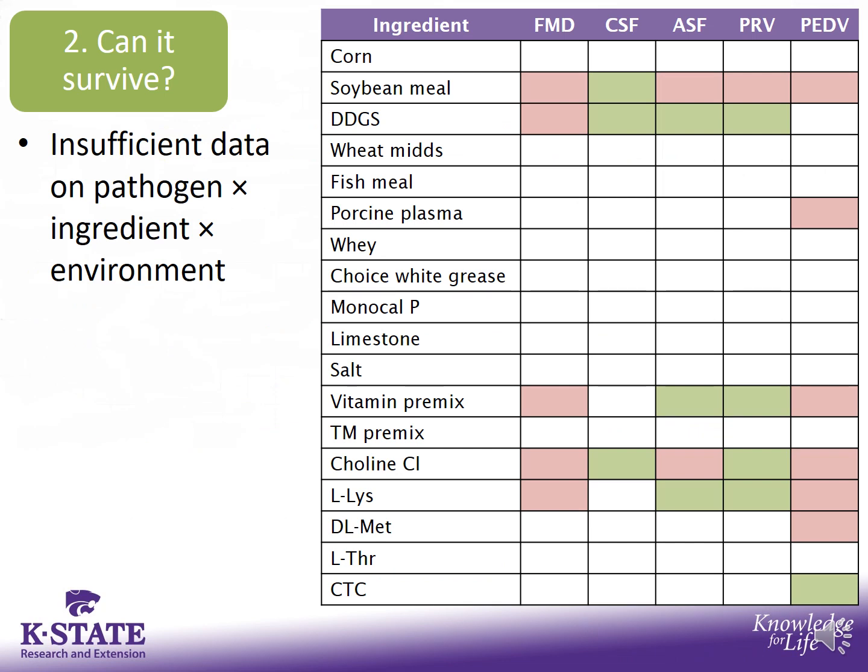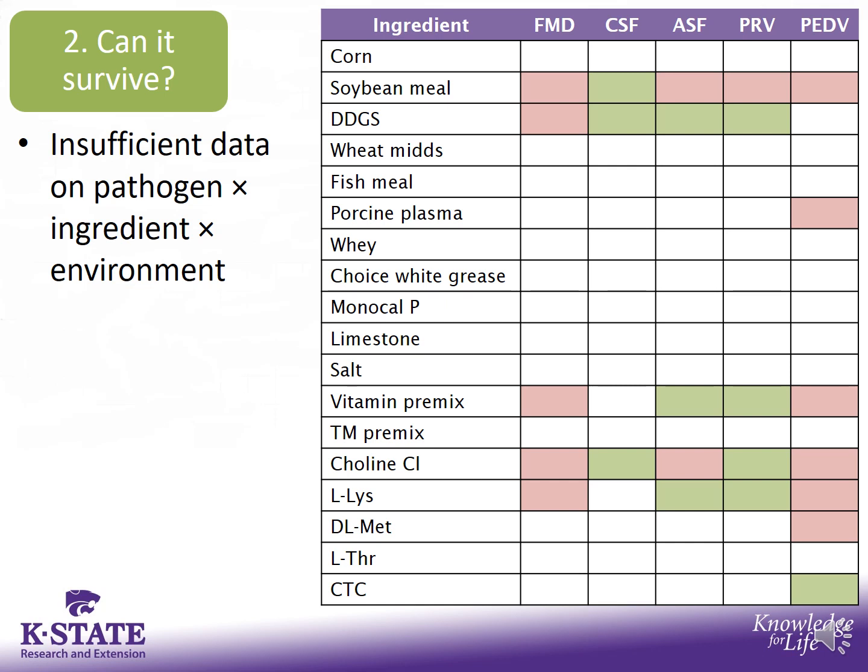While those three research papers together help us understand that there is certainly a pathogen by ingredient, by environmental interaction, we also have to understand that we have very limited data on understanding the survivability of viruses in various ingredients. For example, in this table, I have taken common ingredients in swine feed and placed them in the first column. The next columns represent our knowledge of the ability for foot and mouth disease, classical swine fever virus, African swine fever virus, pseudorabies virus, or porcine epidemic diarrhea virus to survive for at least 37 days in those ingredients.